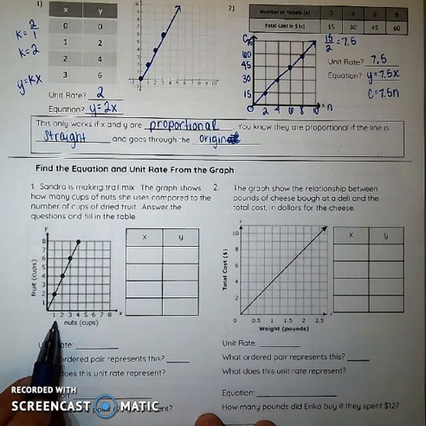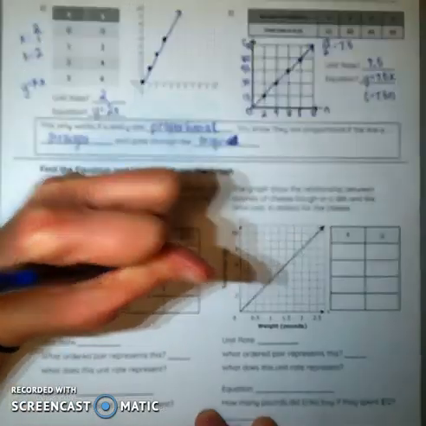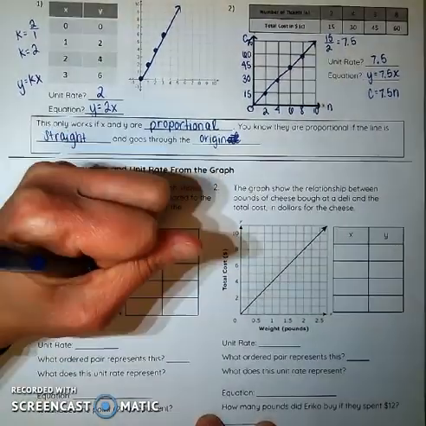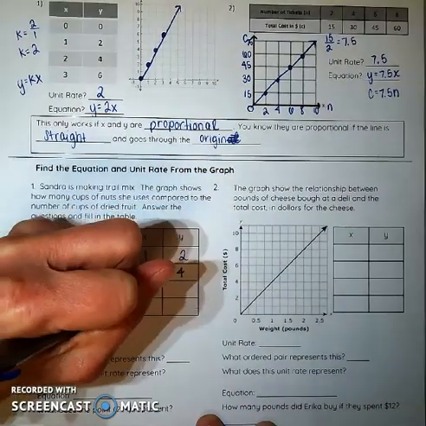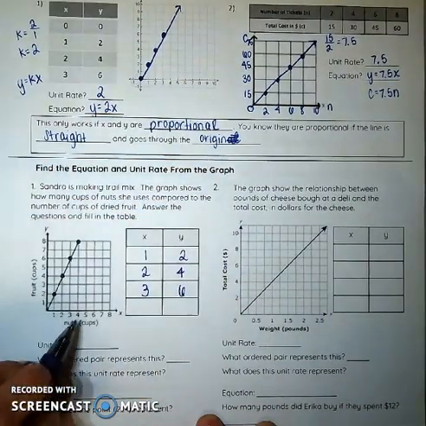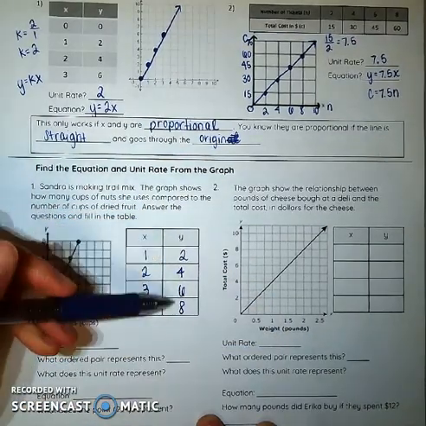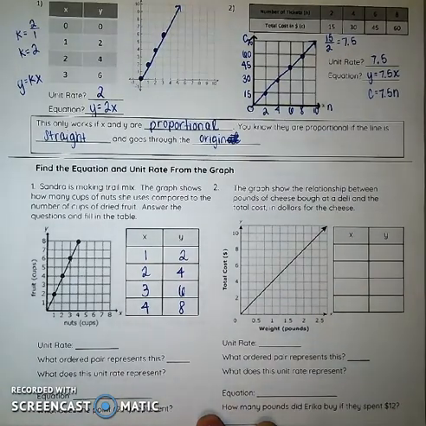My very first point, I see my x value is 1, my y value is 2, so it's 1, 2. The next point is at 2, 4. The next point I see is at 3, 6. And then last but not least, 4, 8. Now you should notice that our y values are twice as big as the x values, and so that shows me that my unit rate is 2.